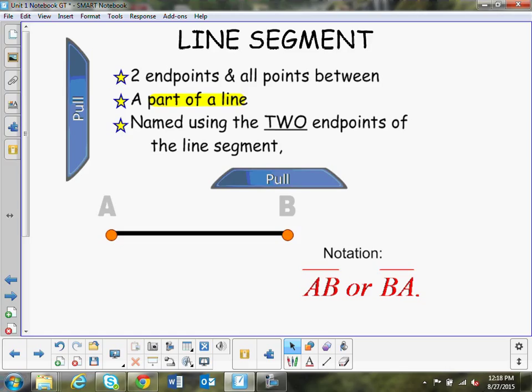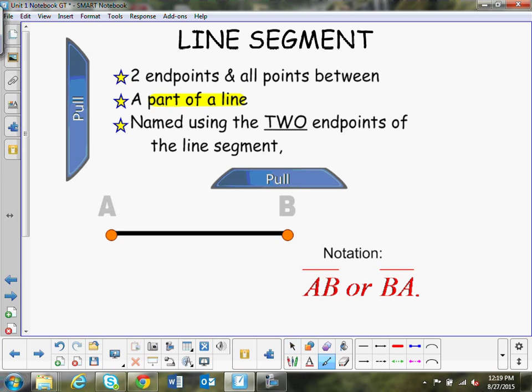Okay, what does the line symbol have that this one does? Arrows. So if I ask you to name a line segment, I expect it to look like this. If I ask you to name a line, then I expect it to have the arrows on it, because they're pretty closely related. So 2 endpoints, all the points in between. You name it using the 2 endpoints. This is the only way you can name that. Sometimes you can make things with 1 letter, but that's only the line. Make sure you draw a picture.